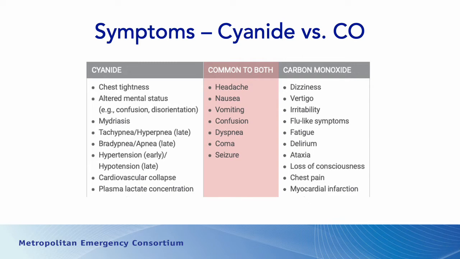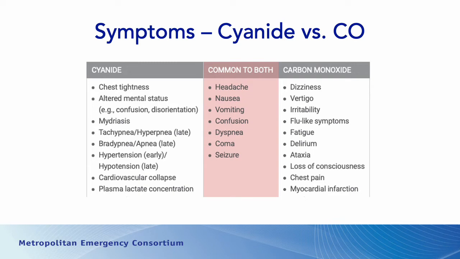Again, some symptoms of cyanide versus carbon monoxide. If you look at this graphic, you can see that there's a reasonable number of symptoms that are shared. Patients can have headache, nausea, vomiting, confusion, dyspnea, coma, and seizures related to both. But if you have that RAD57 available, you can check for carbon monoxide. If you're looking at those unique symptoms, cyanide patients tend to complain of chest tightness. Cyanide patients may be a bit more altered than carbon monoxide. Patients late in the course of their exposure can develop apnea, tachypnea.